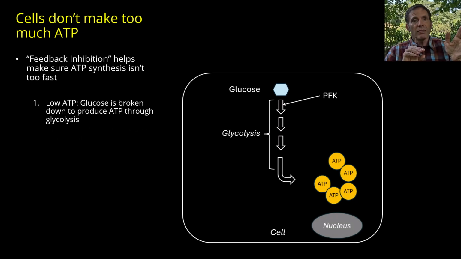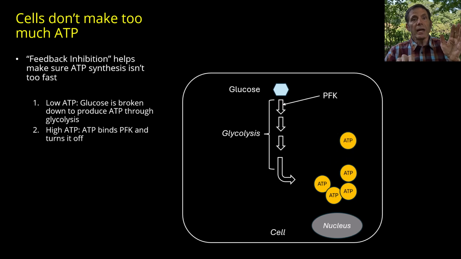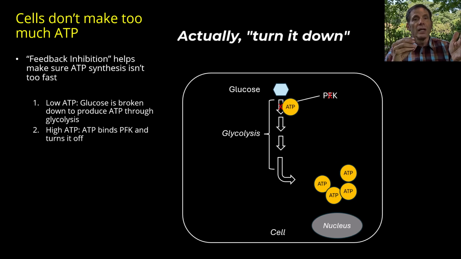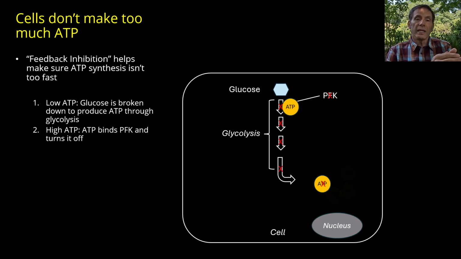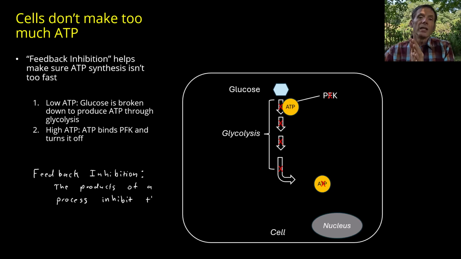As ATP levels rise, ATP can bind to the enzyme PFK and turn it off. This means that as ATP levels accumulate, the rate of glycolysis drops and ATP synthesis drops as well. Feedback inhibition refers to this idea that the product of a process turns off its own synthesis, and we'll see examples of feedback inhibition all over cells.